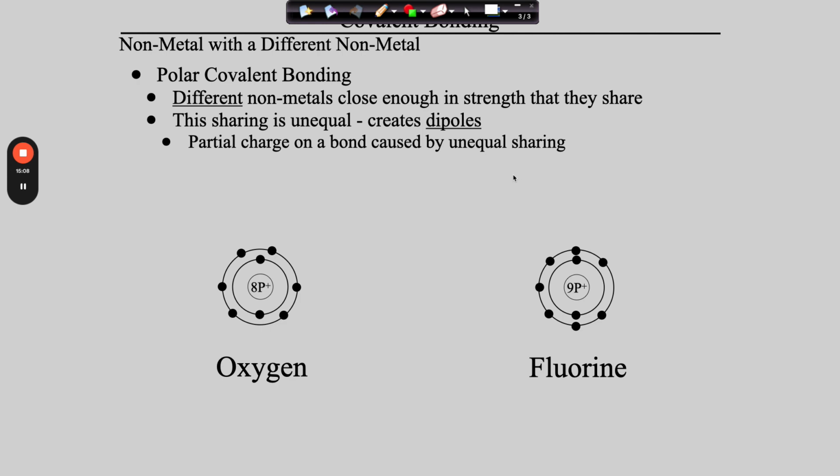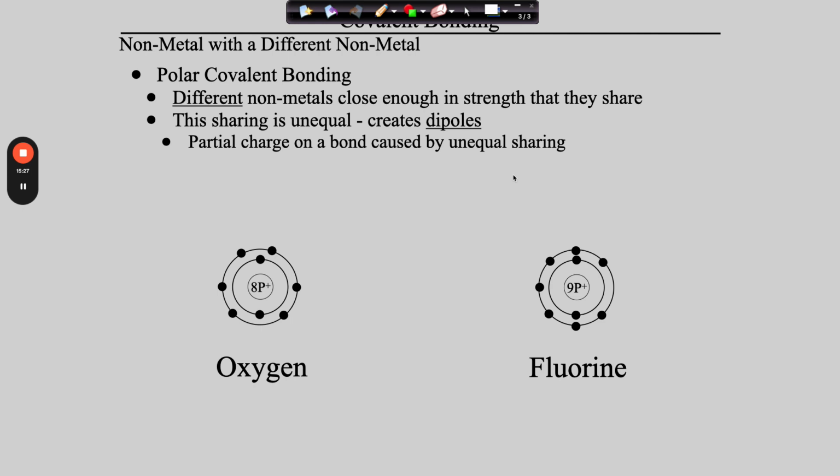Remember the trends on the periodic table. As you move down, they get bigger and weaker. As you move to the right, they get smaller and stronger. So guys, finding oxygen and fluorine, who's stronger? So we got oxygen, we got fluorine. As we move to the right, they get stronger. So fluorine will be stronger.